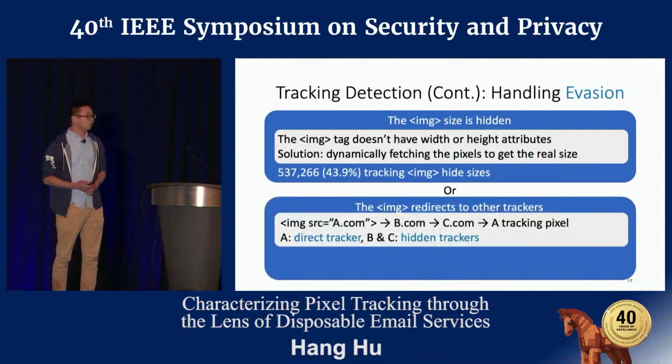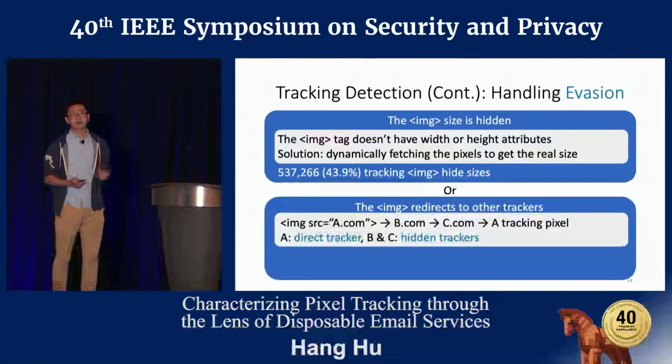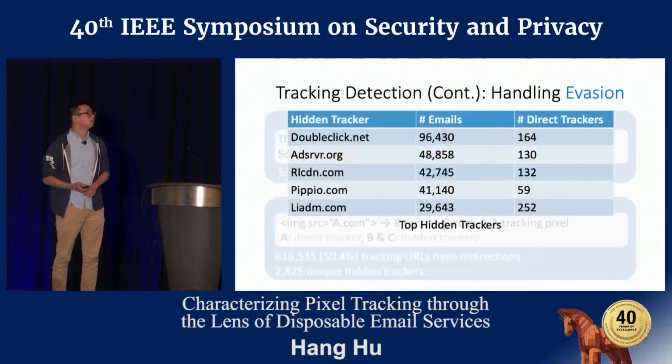Also, we found some trackers will redirect to other trackers. For example, tracker A.com may redirect to B.com, then C.com, then finally return a tracking pixel. Here we call A the direct tracker and B and C hidden trackers. In our data set, 54% of all tracking URLs have redirections, and in total, we identified 2,825 hidden trackers. Here's a list of top hidden trackers.